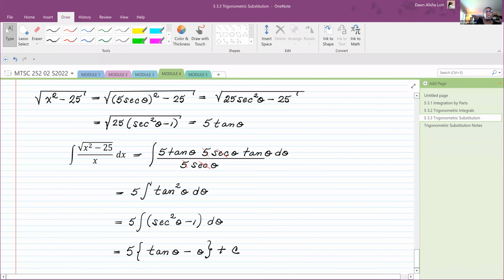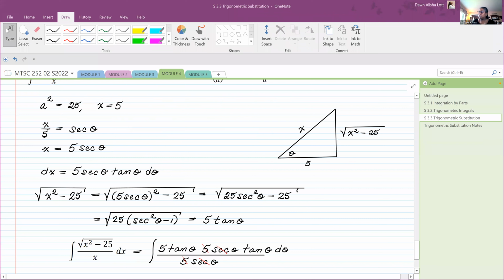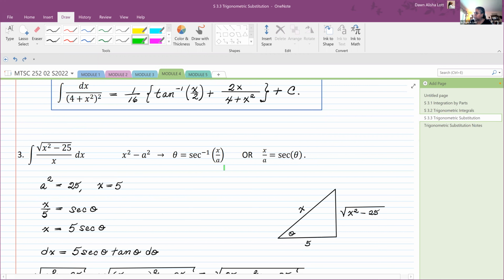Okay, so now I know to find the tangent of theta. So the tangent of theta is this over that. Okay, it is opposite over adjacent. So now I know the tangent. And I also know theta. Theta is right here. It's the secant inverse of x over a. Okay, so we are ready to fill this in.